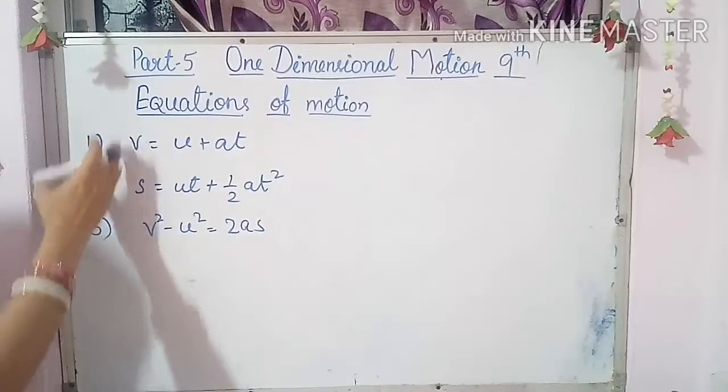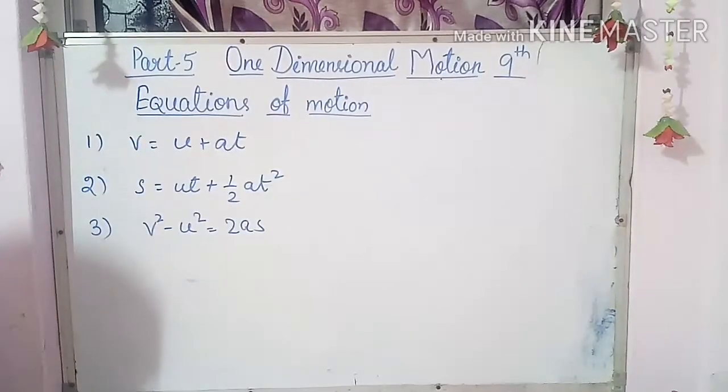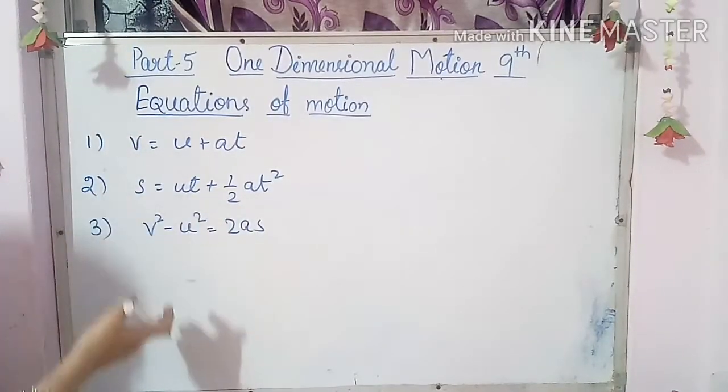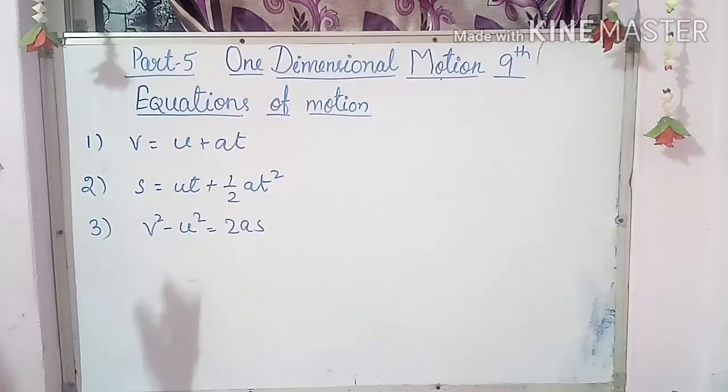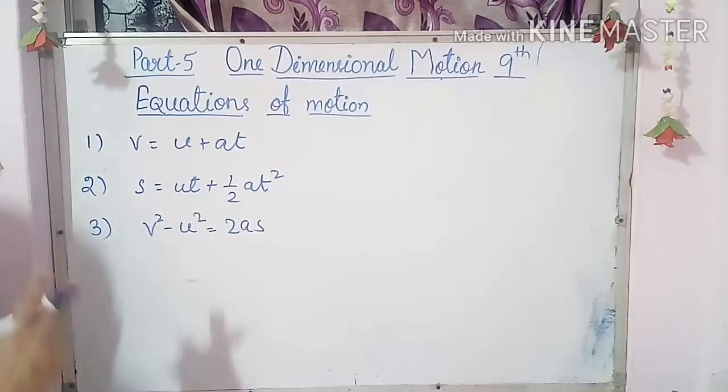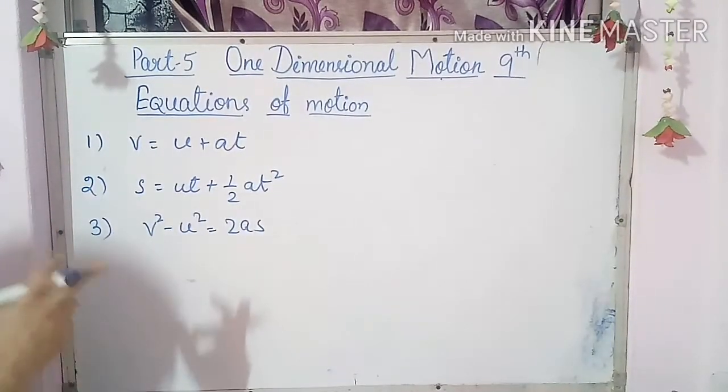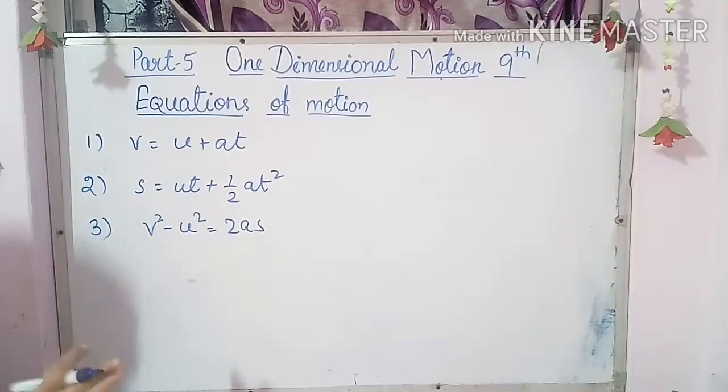So you have to prove these 3 equations of motion. I will tell you that you have to remember, but there is a proof for these equations of motion, and after that only you can remember. Proofs are of 2 types: one is graphical and another one is non-graphical. Both the proofs are important from your exam point of view. One by one I will tell you what the graphical method of proof is and what the non-graphical method of proof is to prove these equations of motion.